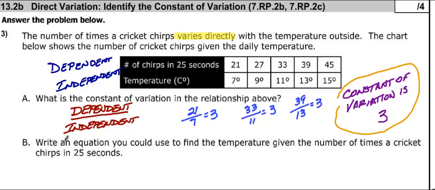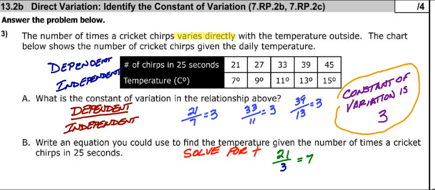The second part says, write an equation you could use to find the temperature. That means solve for T. Solve for the temperature, given the number of times the cricket chirps in 25 seconds. So let's just look at what we get out of that. If we have the 21 chirps in 25 seconds, and we're trying to get the temperature, the 7, what's the relationship? Well, the relationship is divide by 3, divide by the constant of variation.